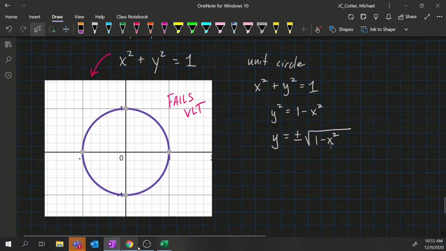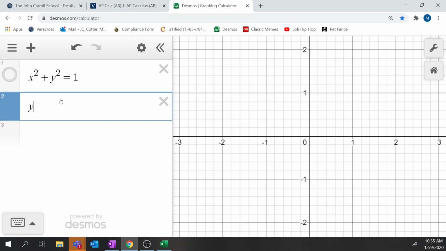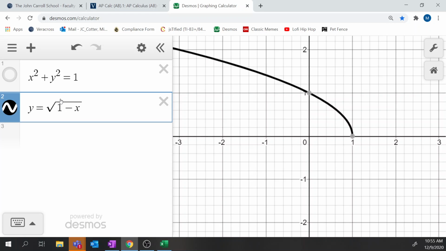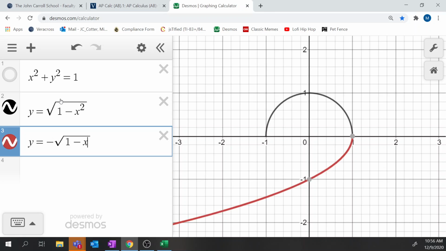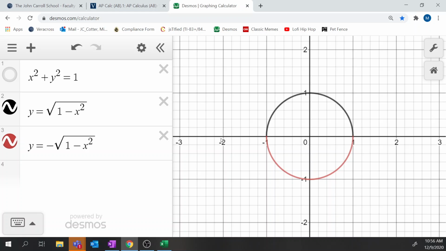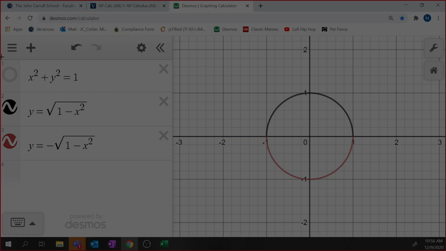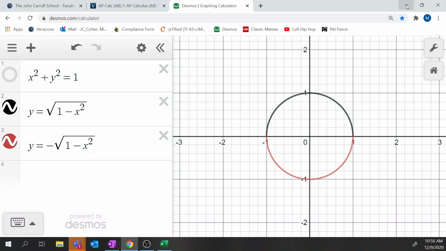And I can show that in Desmos. So let me blink this one off. And we're going to call this y equals square root of 1 minus x squared. And that's a function. And then we can say y equals negative square root of 1 minus x squared. Oops, not to the 12th, x squared, and that's a function too. So we would say that these two functions are implicitly defined by x squared plus y squared equals 1.